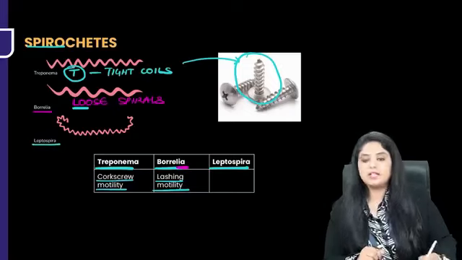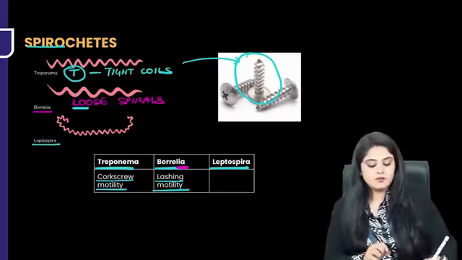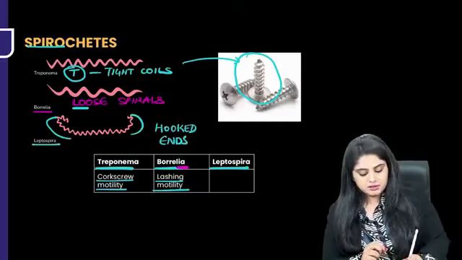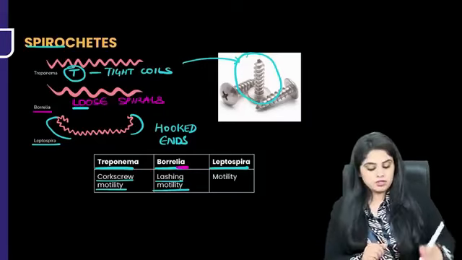Finally comes Leptospira. Leptospira is like wrapped around, that is how we've learnt it. Leptospira means it's going to have hooked ends. Is this also going to show you motility? Yes, it is. This is also going to show you a motility. No special name given to it.